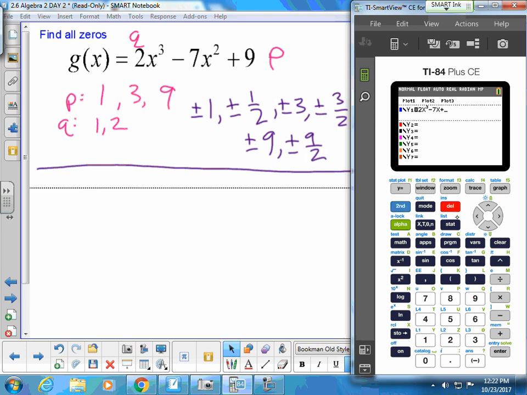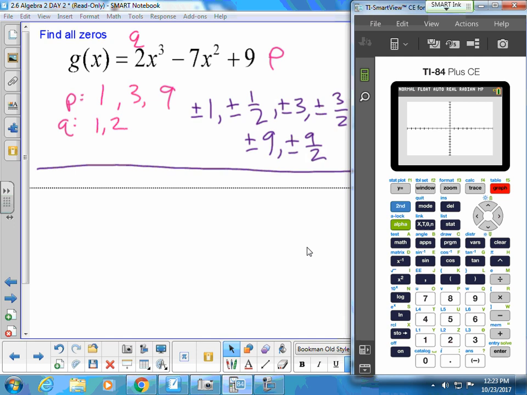Look at me. It didn't go in where I wanted it. You found them already? Oh my gosh, I'm having some troubles. Let me just type it in over here. This is easier. 2x to the third minus 7x squared plus 9.